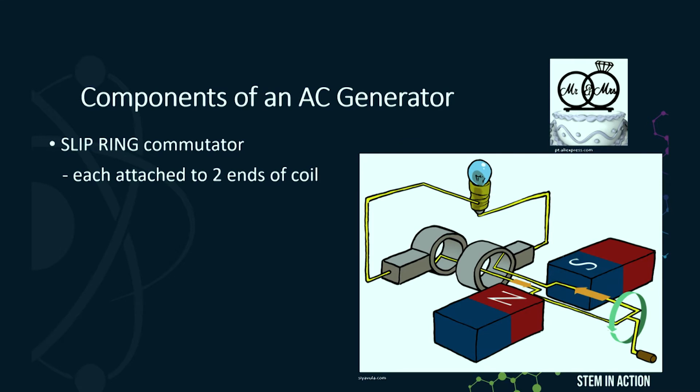Very important. The key difference between an AC generator and a DC generator is that an AC generator has 2 slip rings. There they are. 1 slip ring, 2 slip rings.